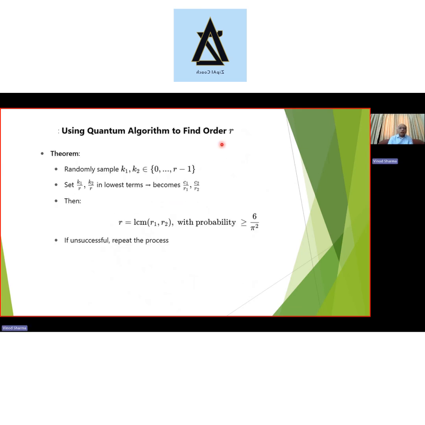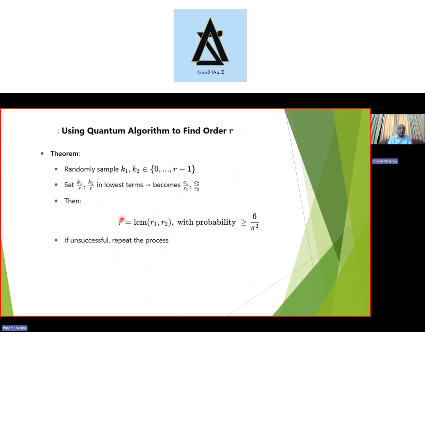Now we talk about how to get the order r. As we mentioned, there is no efficient classical algorithm which can find order r. So we describe now the quantum case. There is a theorem which says that if you randomly pick samples k1 and k2 from 0 to r minus 1, set them k1 by r and k2 by r, and remove the common terms, you get c1 by r1 and c2 by r2.